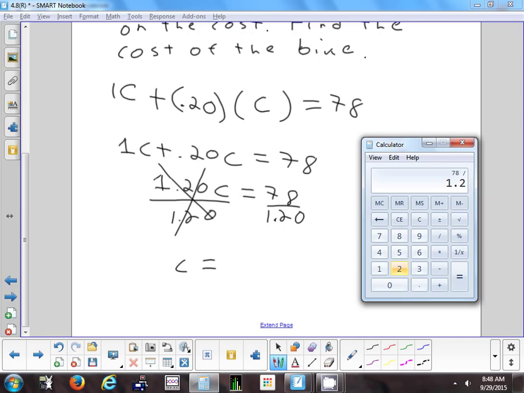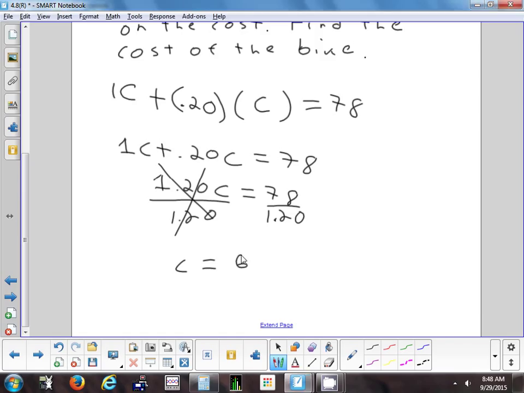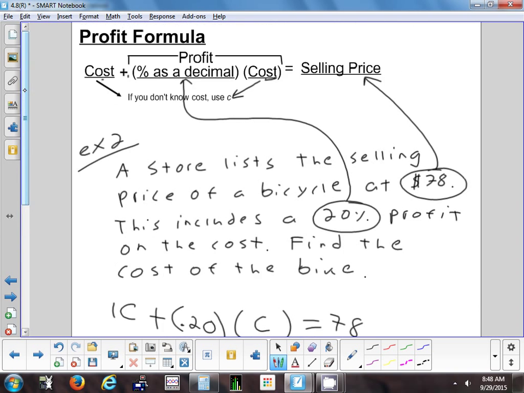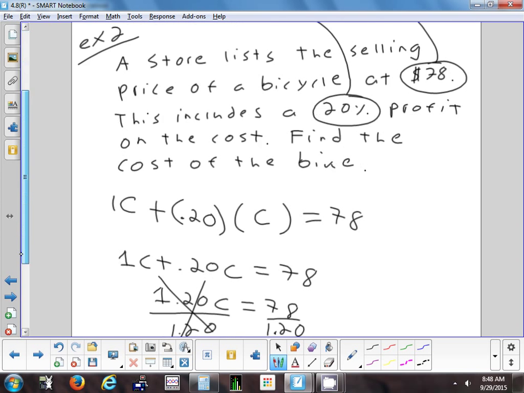You type in 78. 65. Yeah, 65. Perfect. In this case, there's no change. So it came out nice. So that means the store paid exactly $65 for the bike, and they sold it to you for $78. So how much profit is the store making?